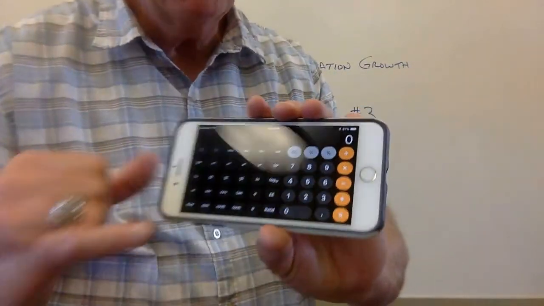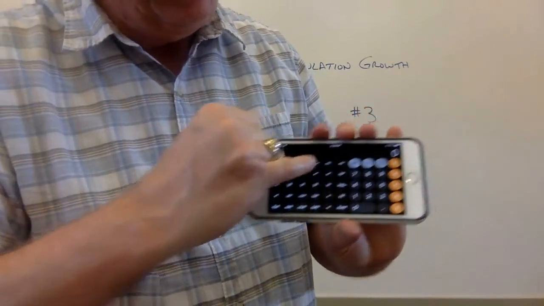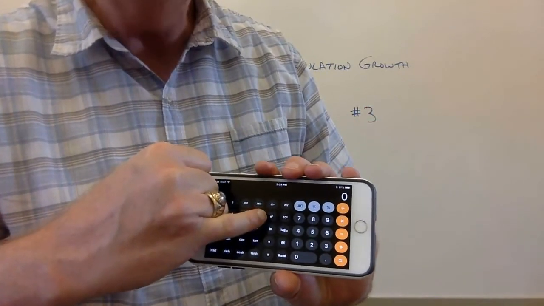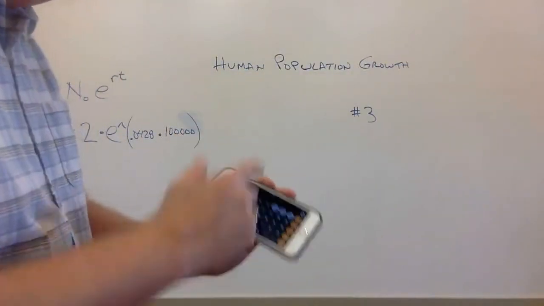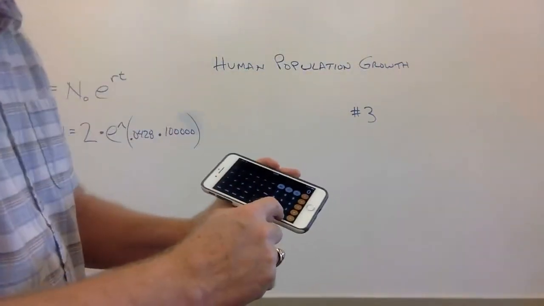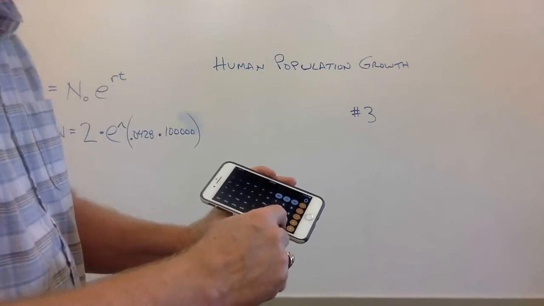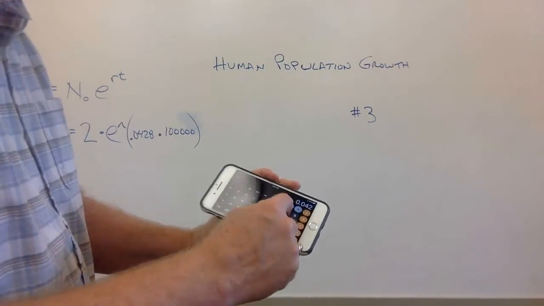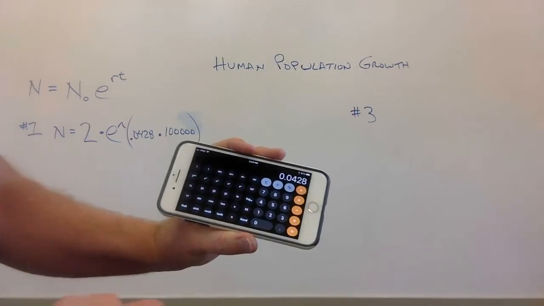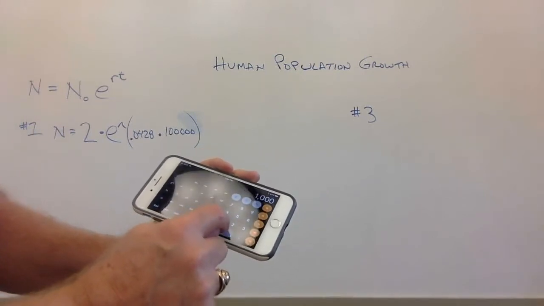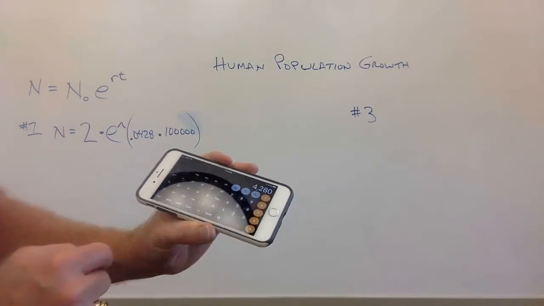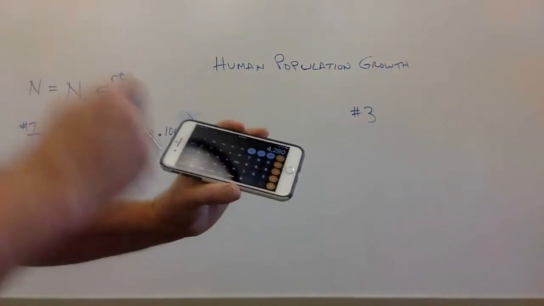And if you'll notice right there is an e to the x key. So to plug this into your calculator, you would do the parentheses first. Let me just clear it to be sure: 0.0428, multiplied by 100,000 equals 4280. That is what I'm going to raise e to.